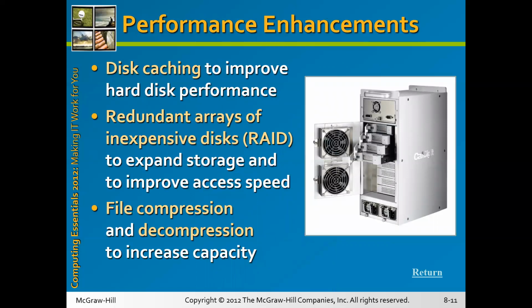Performance enhancements. First of all, let's have a look at disk caching. Disk caching is used to improve hard disk performance. It uses hardware and software to anticipate data needs, performs functions similar to RAM caching, and improves processing by acting as a temporary high-speed holding area between secondary storage and the CPU. Frequently used data is stored in memory. When needed, the access time is faster.